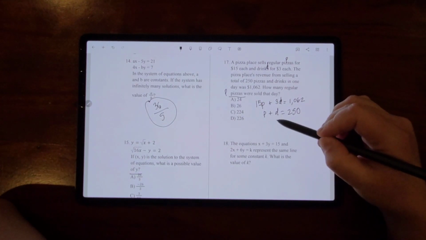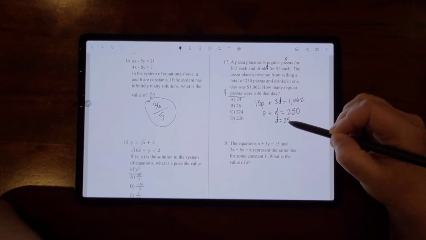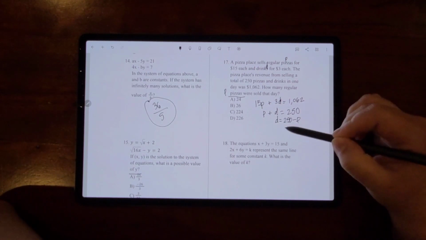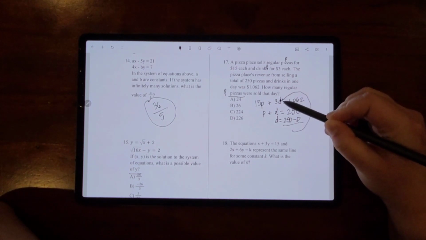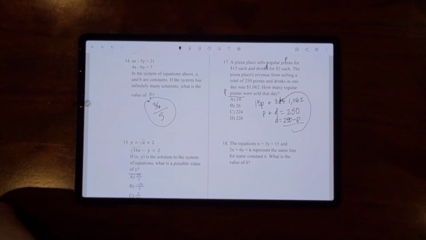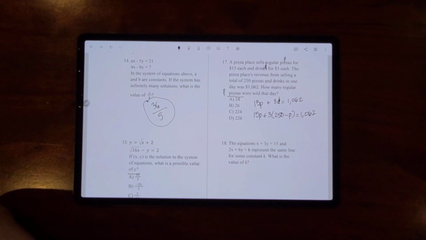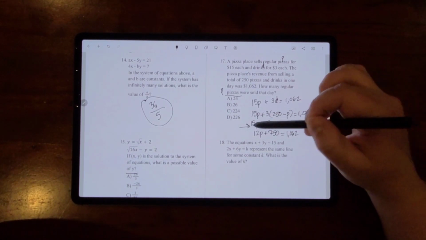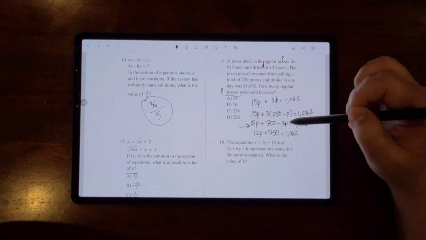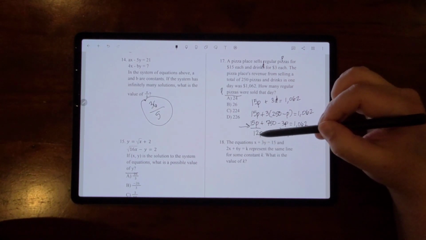So I'm going to try to get D by itself in the second equation by subtracting P from each side. Then I get D is equal to 250 minus P. So I could plug that in for D right here and then solve for P. Now I'm going to distribute this 3 to each of the terms in parentheses. And then I combined my like terms, 15P and minus 3P, to get 12P.